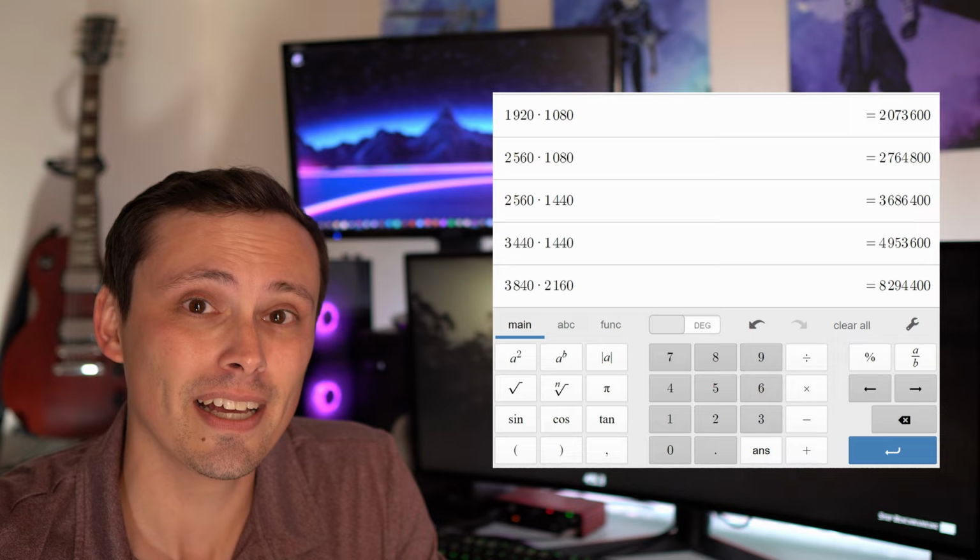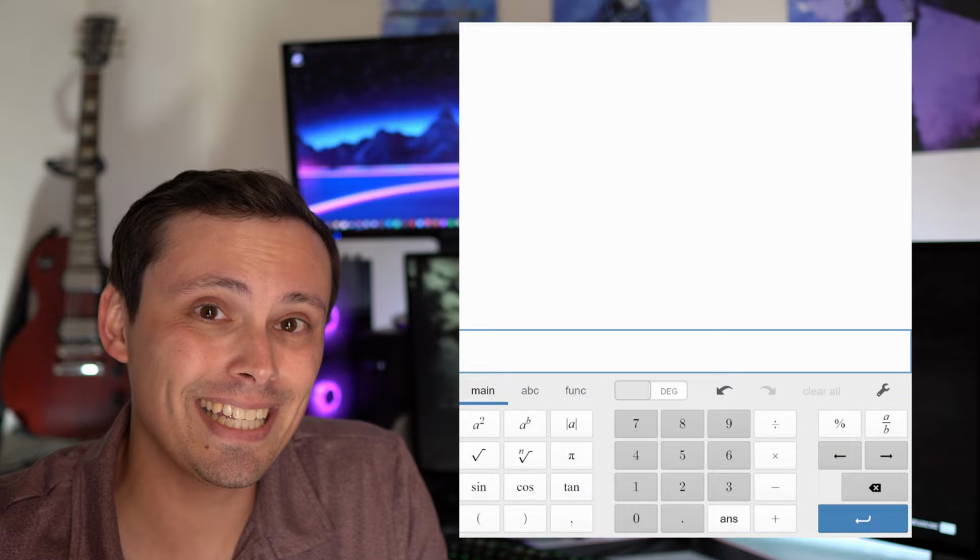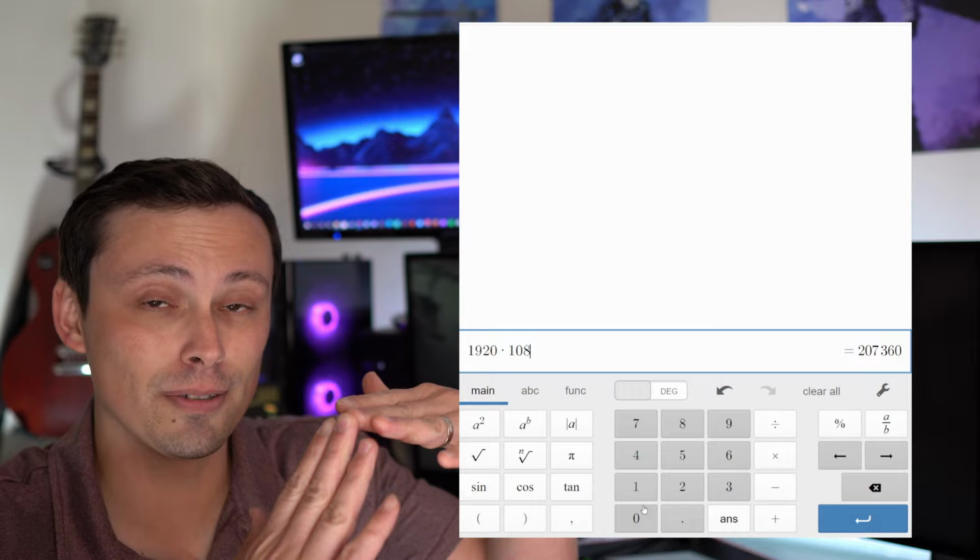Now, I happen to be a math teacher, which means I can summon a calculator with the snap of my fingers. Okay, now on this calculator, we can see some monitor resolutions. For example, your normal 16:9 1080p, like this older monitor I have up here, is running at 1920x1080. And if you multiply those together, that's how many pixels are on the screen, because that's just the area of a rectangle, huh?